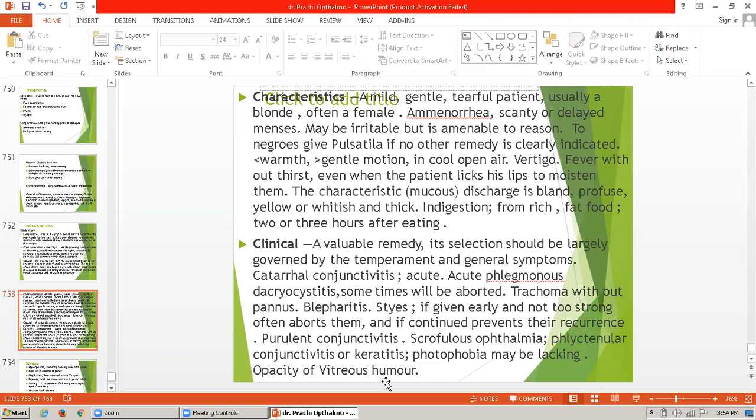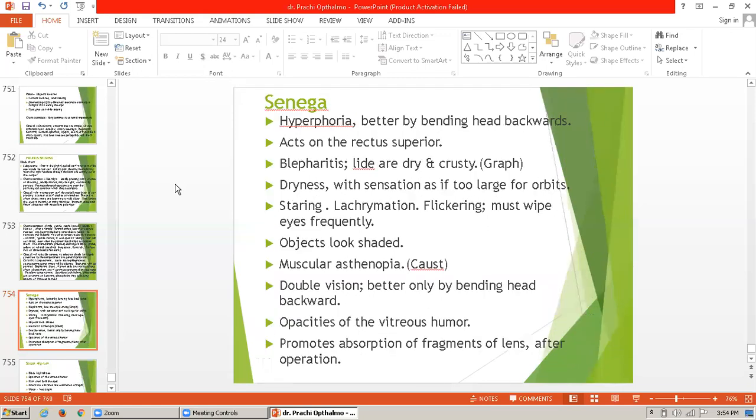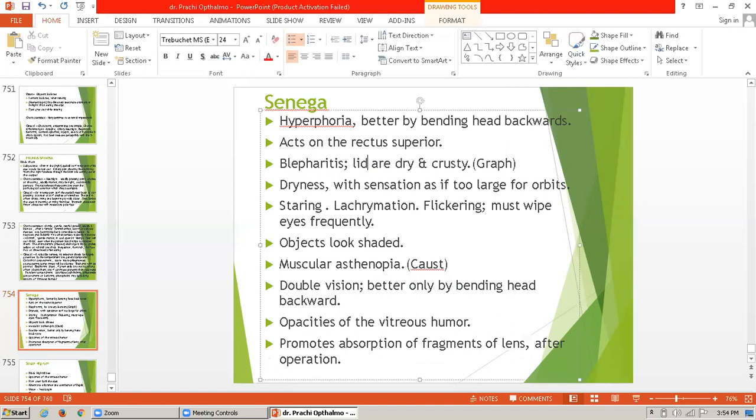Photophobia may be lacking. There is opacity of the vitreous humor. So Prunus spinosa is an important remedy in vitreous opacity. Then Senega. Senega shows hyperphoria, which is better by bending the head backward. It acts on the rectus superior muscle. It is useful in blepharitis, when lids are dry and crusty, like Graphites.